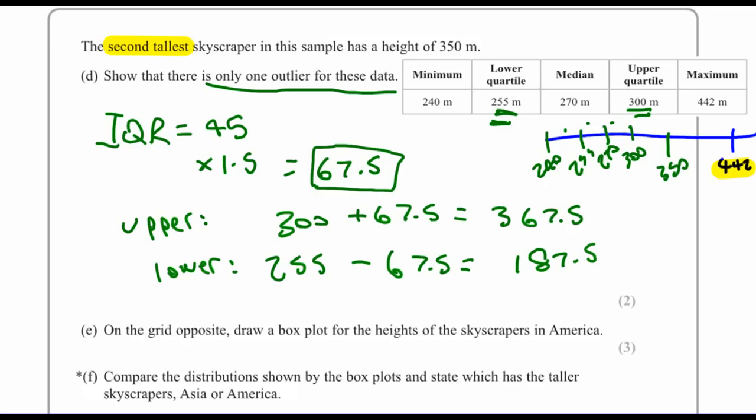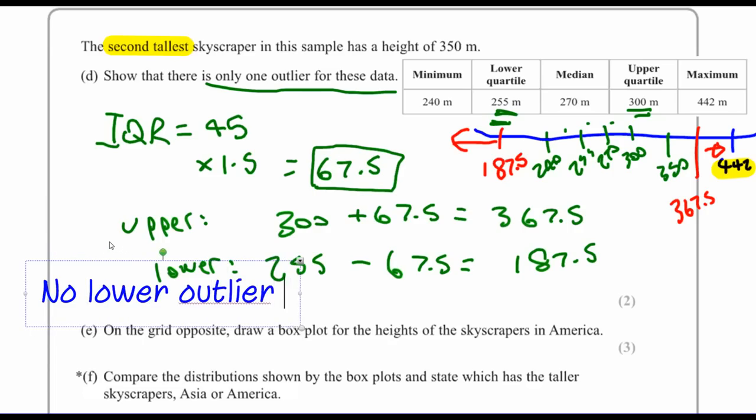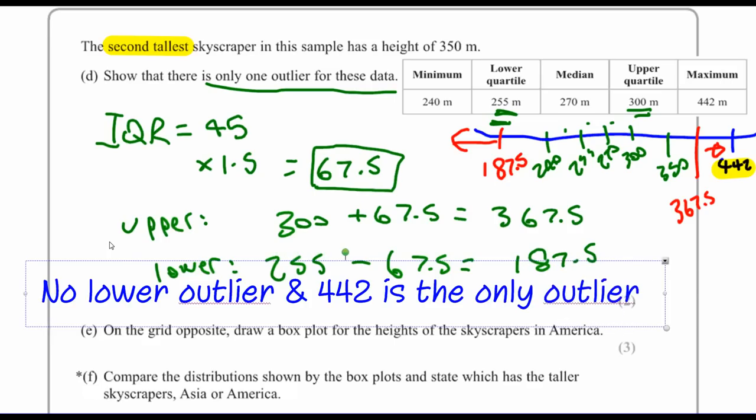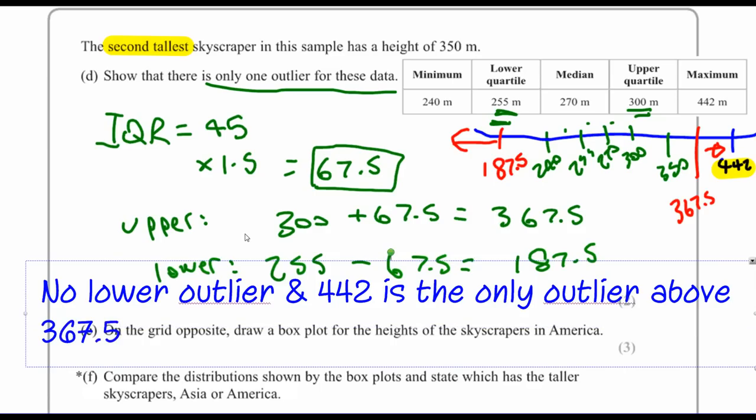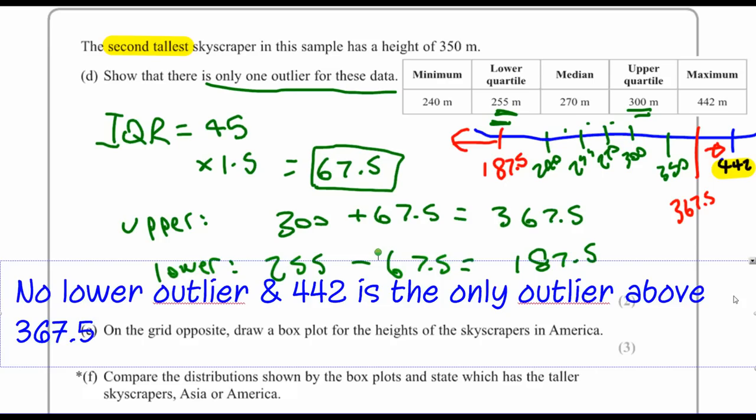So we know from our number line, if we have anything that's less than 187.5, then we've got an outlier. If we've got anything bigger than 367.5, then we've got an outlier. So we just need to explain that there are no lower outliers and only one higher outlier. So no lower outlier, and 442 is the only outlier above 367.5, which was the value that we worked out for the cutoff point.